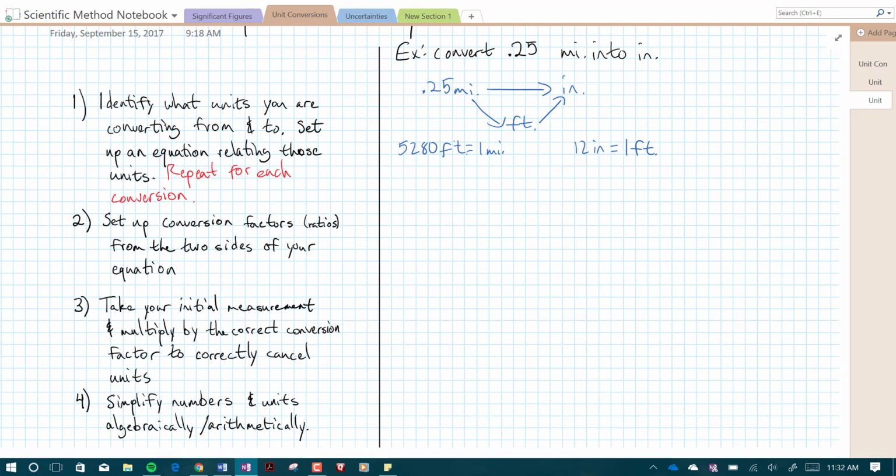Next, we need to set up our conversion factors for these equations. It's either going to be 5,280 feet per mile or 1 mile per 5,280 feet for our first conversion. And for our second conversion, it's going to be 12 inches per foot or 1 foot per 12 inches.